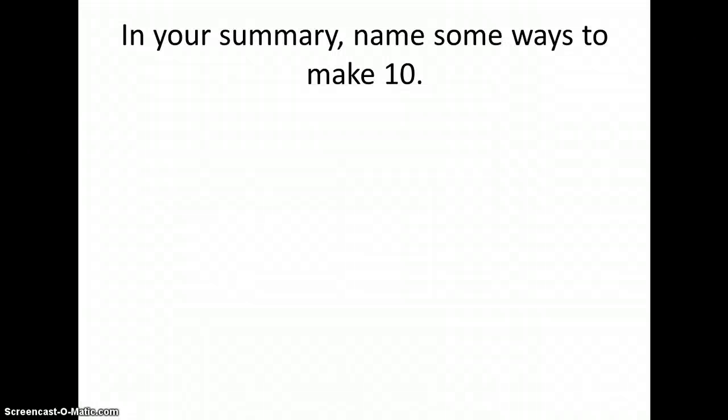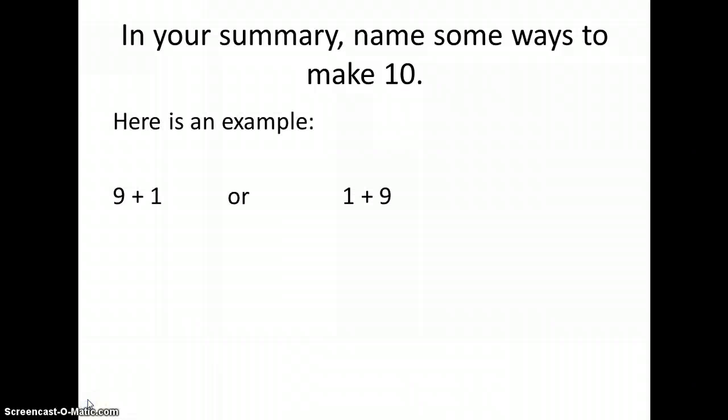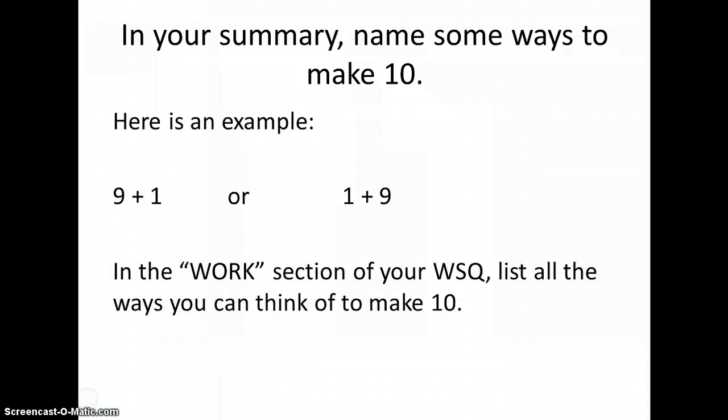Now, in your summary, name some ways to make 10. Here's an example: 9 plus 1, or 1 plus 9. In the work section of your WSQ, list all the ways you can think of to make 10. Pause the video if you need to complete your list.